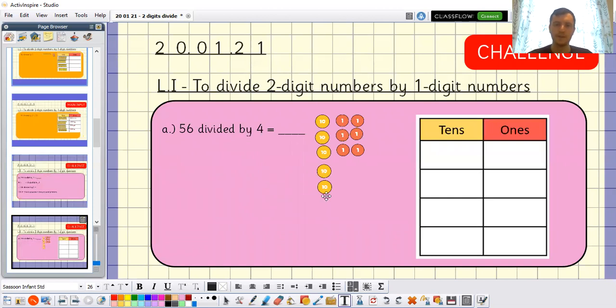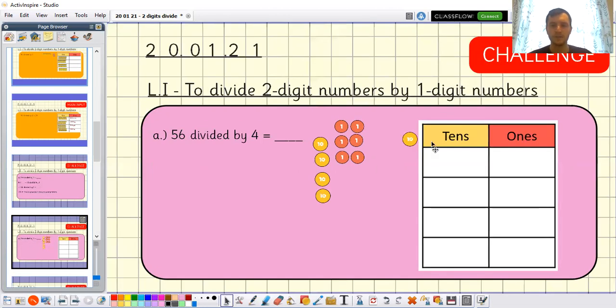The first one, 56 divided by 4. Let's do these ones together as a bit of an extra piece of modelling. So I start with my tens. I've got 5 tens.